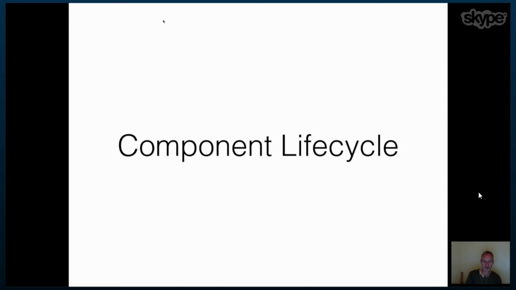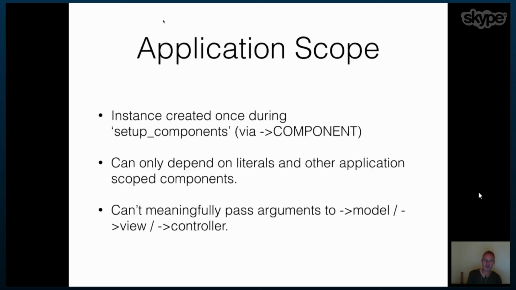Let's talk about component lifecycle. Remember I said that when Catalyst begins, it's going to call setup components, and it's going to call the component method on each and every component. Now, when you're calling for components, you can depend on the stuff that's passed inside your configuration, which is typically literals, like a DSN string, or a username or a password. But you can also depend on other application scope components. So if you have another application scope component, you could make that a dependency.